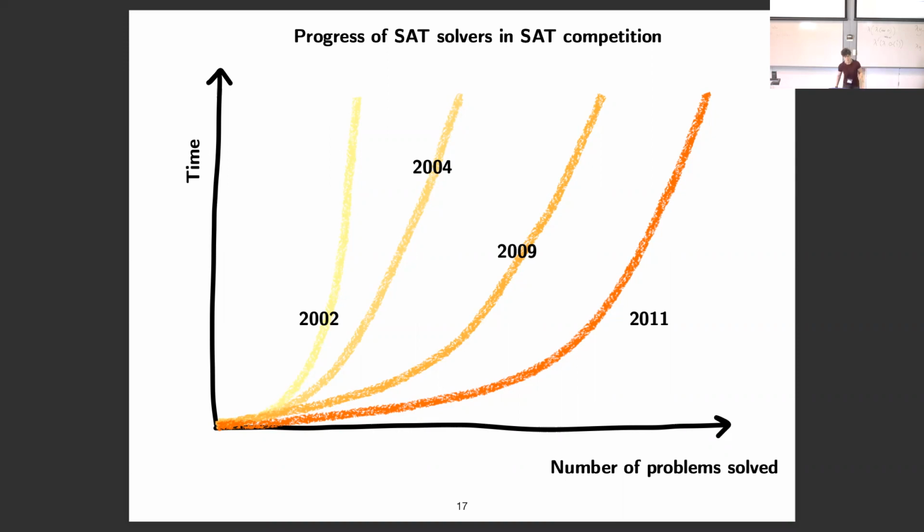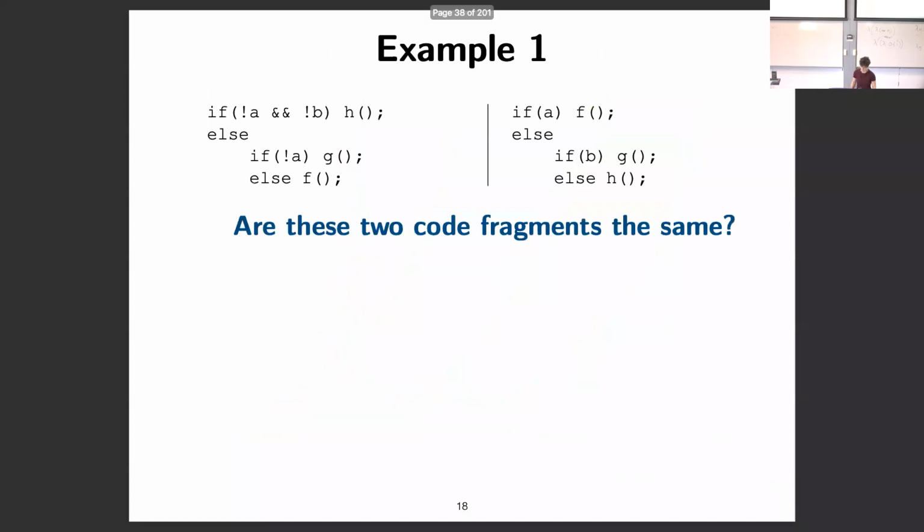Probably your takeaway from this bit, by the way, is that if you have a problem that is in NP, don't bother writing your own algorithm for it. Just translate it into SAT and use someone else's. But it's all meaningless unless we have some actual problems that we can express as SAT formula. So this is one. Are these two code fragments the same?